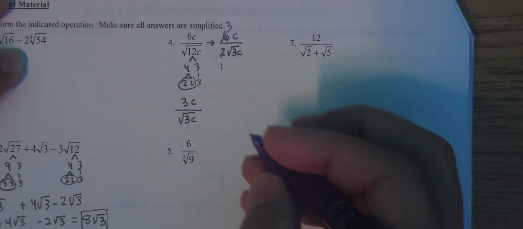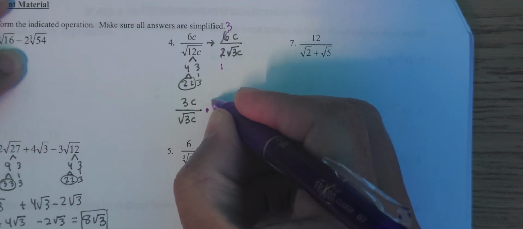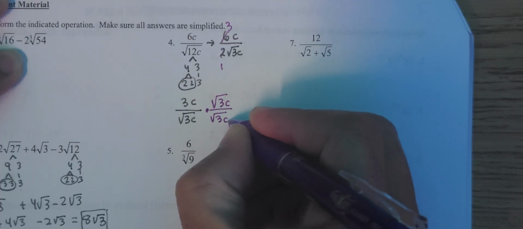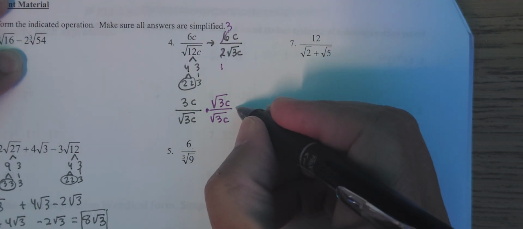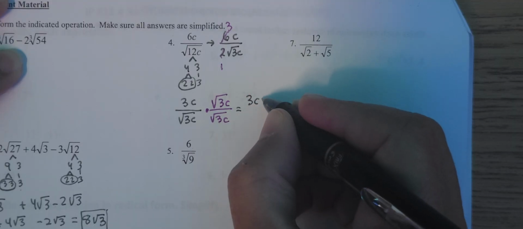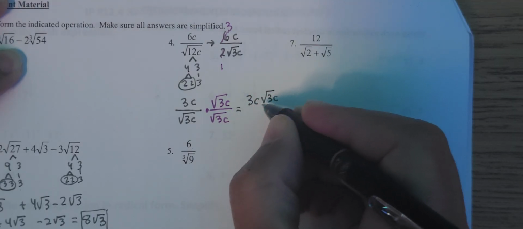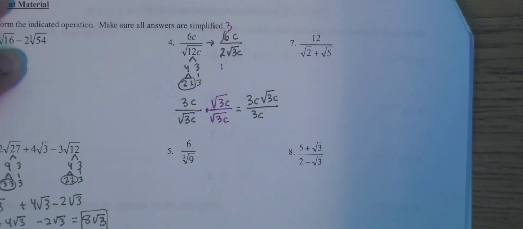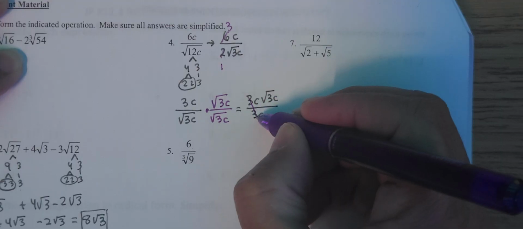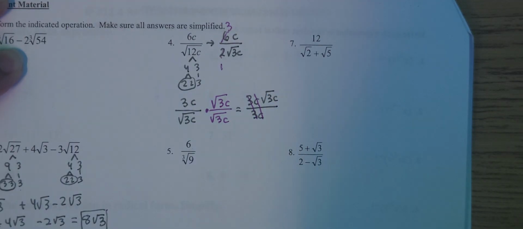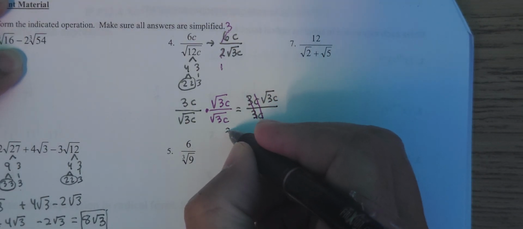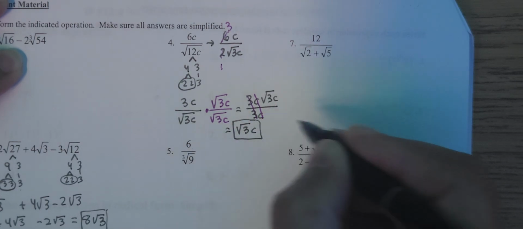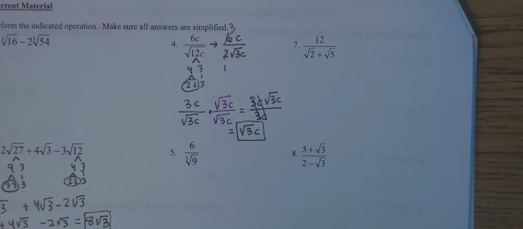And let's rationalize by multiplying by the square root of 3c, numerator and denominator. So then the numerator becomes 3c times the square root of 3c. But watch what happens to the denominator. The square root cancels, so we have 3c. And as you can tell, 3 over 3 reduces, c over c reduces, so then all that's left is the square root of 3c. And that's the answer to that problem. Okay, so that's number 4.